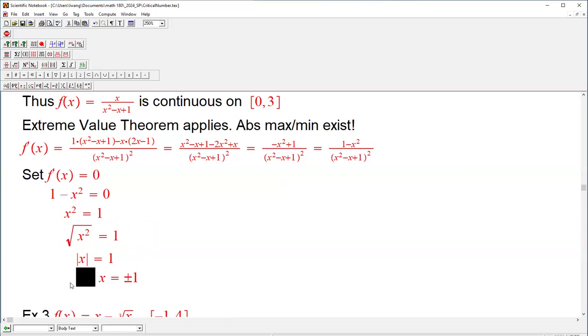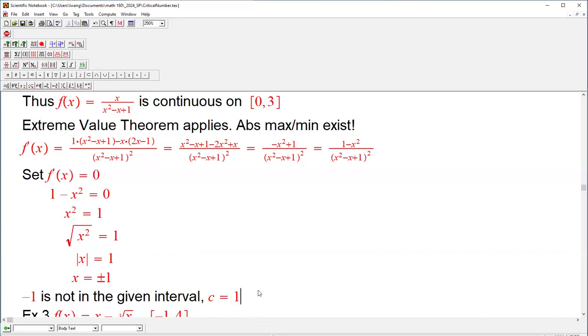Okay, so we get 2 critical numbers. But we want to double check if any one of the critical numbers is in the interval indicated, and negative 1 is not in it, right? Negative 1 is not in the given interval, so we can just drop it. So just one critical number. That one critical number is positive 1.